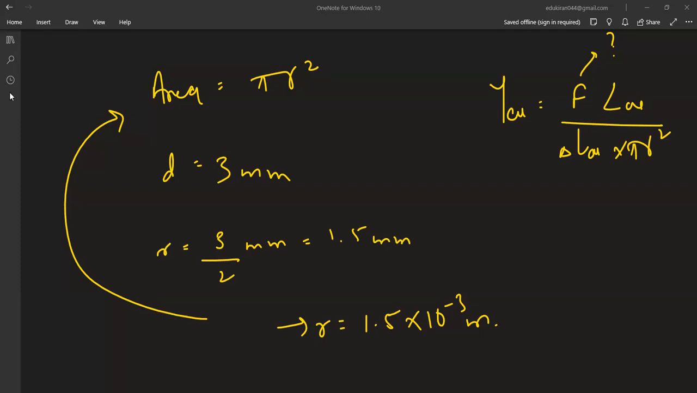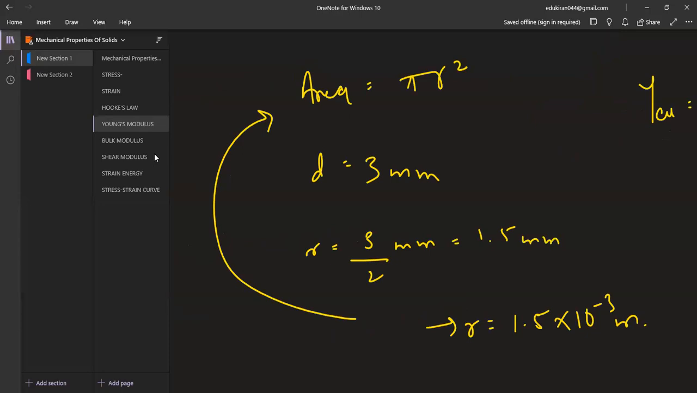We'll try to complete the lesson. Now, one question from Young's modulus, then two more moduli you have. And then this stress strain curve is not in your syllabus.